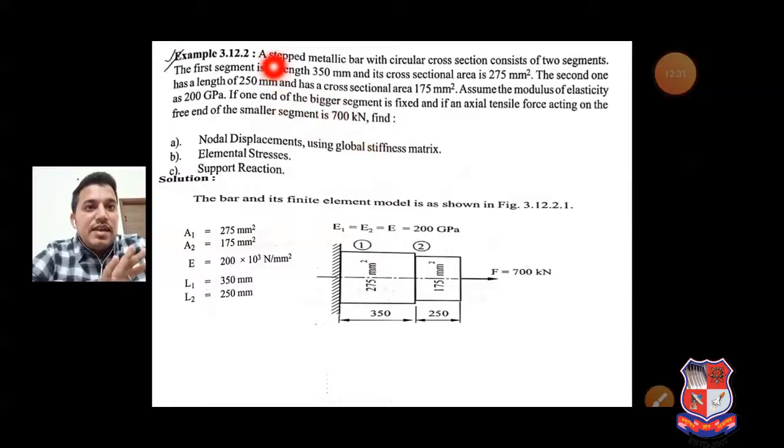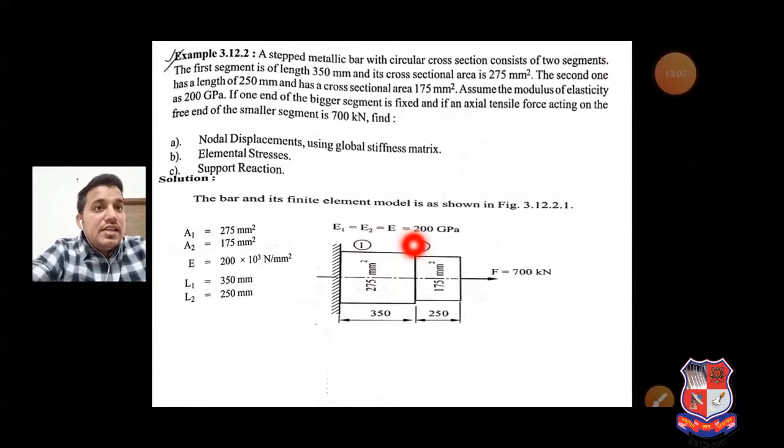As per the problem statement, again I repeat the first two lines: a stepped metallic bar with circular cross section. So I am preparing such a diagram. I put the value of 350 mm length first, and 275 mm² cross-section area, which we write at the center of the beam. Similarly for the second section. Another thing, assume the modulus of elasticity to be 200 GPa. So here E1 is equal to E2 is equal to E.